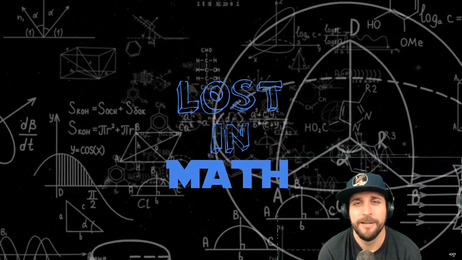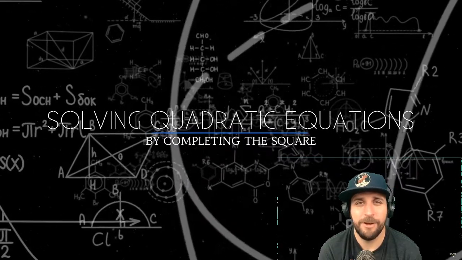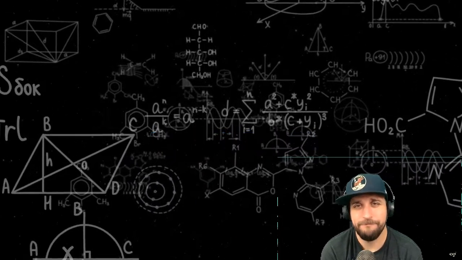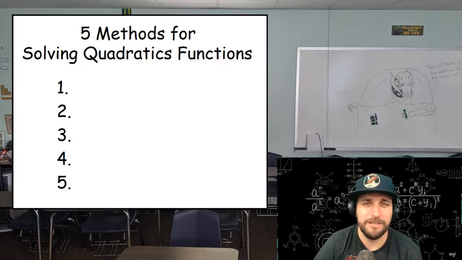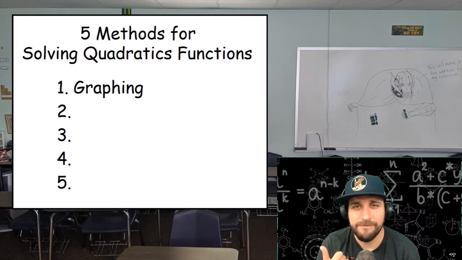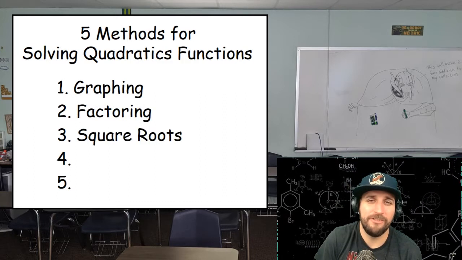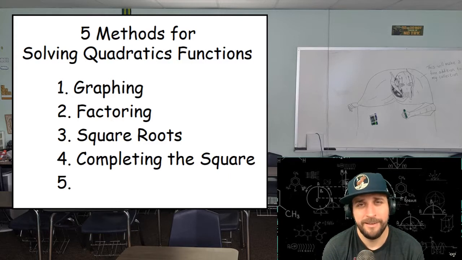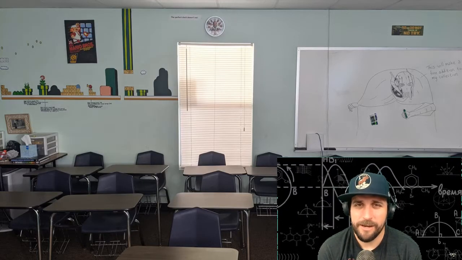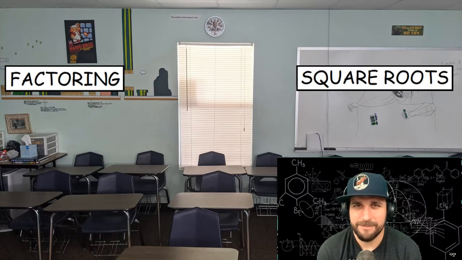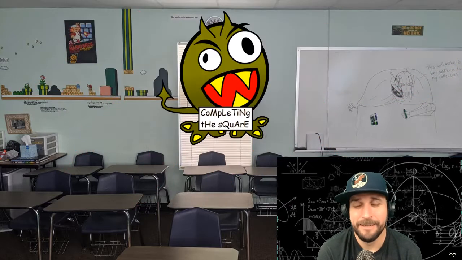I'm Mr. Wheeler. Today we're learning how to solve quadratic equations by a method called completing the square. If you remember, we have 5 ways to solve quadratic equations. We learned how to solve them by graphing and factoring and square roots, and today we're learning how to solve by completing the square. Then there's another one we'll get to later. So completing the square, it's kind of like factoring and square root method combined in one big amazing thing.